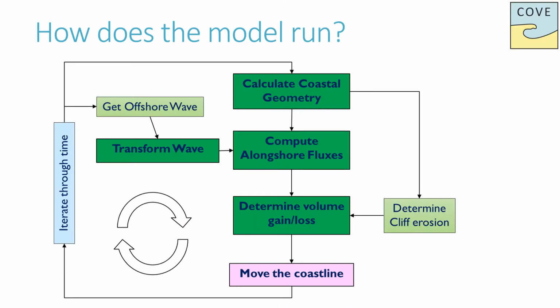COVE calculates alongshore sediment transport and a resulting coastline position change by following the loop illustrated. A wave is sampled from the assigned wave data and transformed to breaking conditions. Having constructed the grid cells to represent the shoreline, the height and angle of the breaking wave is used to calculate the alongshore sediment transport. At this point, any additional sediment from cliff erosion is used to determine the gain or loss in volume for each grid cell and the resulting shoreline position change. This process repeats based on a specified time step, typically a day, for the specified model runtime.